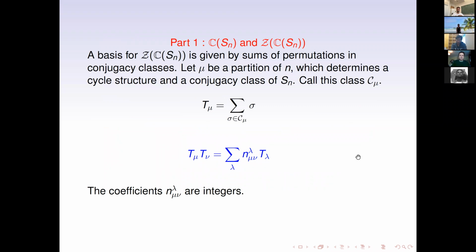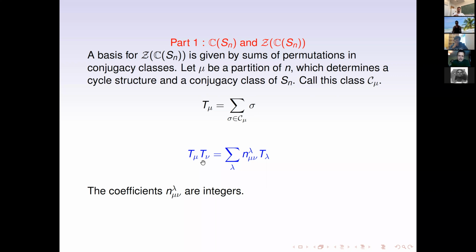Great. So there are nice Fourier transforms on the group algebra of Sn and also on the center of the group algebra. The center is simply the subspace of the group algebra which commutes with everything in the group. If you have any conjugacy class mu, you take the sum of all the permutations in that conjugacy class, you get an element in the group algebra which is in the center. It commutes with everything.